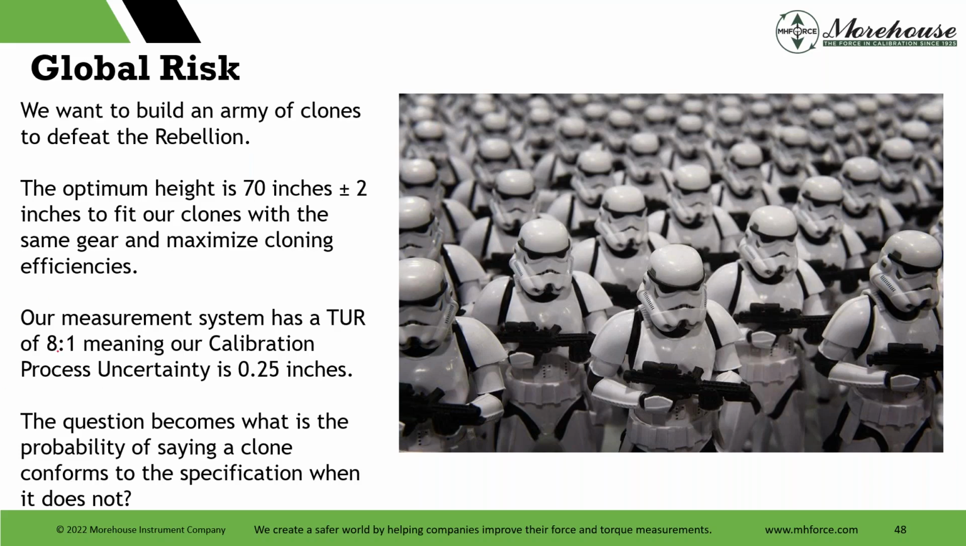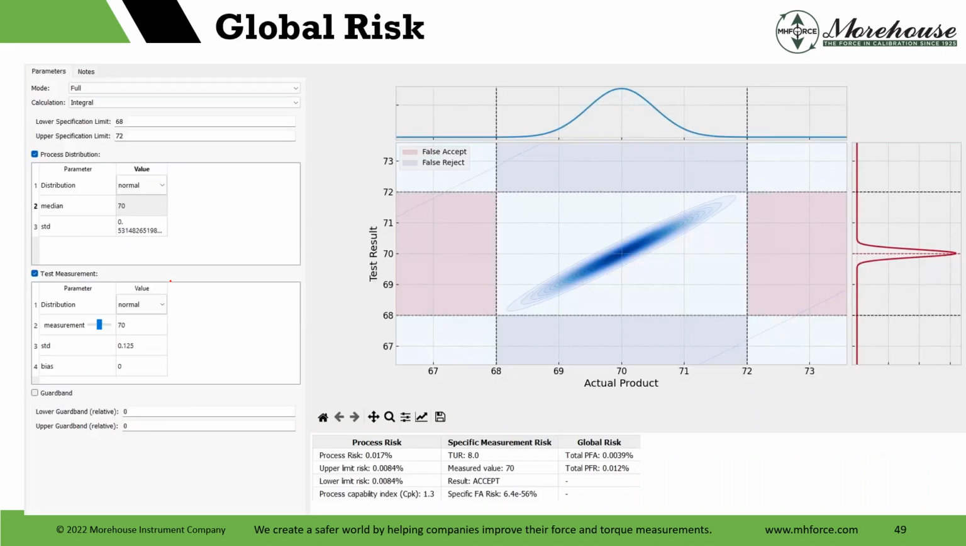There's some cool things going on here. 8 to 1, that's a great TUR. People often buy the wrong equipment and then they get these low TURs and they reject a lot of product. So my measurement process is such that my measurement capability is 8 times that of what I'm measuring. So let's look at that. Let's put this into SunCal and see what this tells us. Well, this tells us over here our global risk total PFA is 0.0039%, or 3.9 per million are expected to be said to be in conformance when they are not.